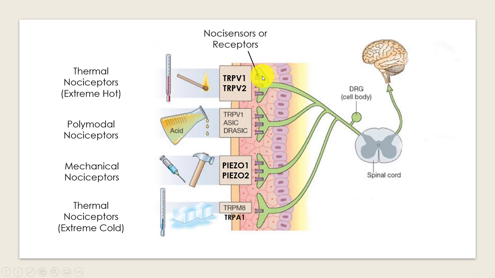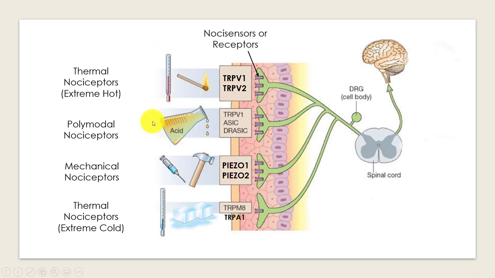Specifically, we call these structures thermal nociceptors, right? In case of mechanical nociceptors, we have the mechanical nocisensors or mechanical receptors. These mechanical receptors include two types: one is Piezo-1 and the other one is Piezo-2.